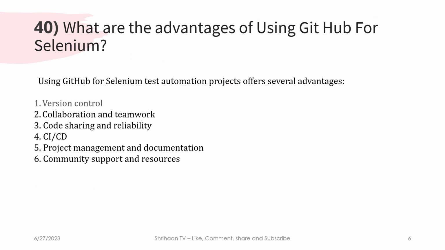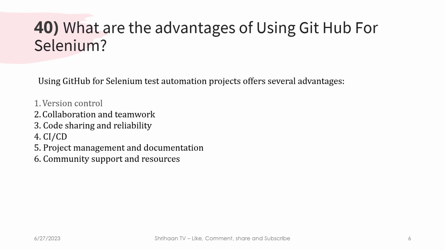So moving on, what are the advantages of using GitHub for Selenium? GitHub for a Selenium test automation project offers several advantages. What are those? Version control is the first. In version control, Git and GitHub provide powerful version control features. With Git, you can track changes to our code base, create branches for new features or bug fixes, and easily merge the changes.